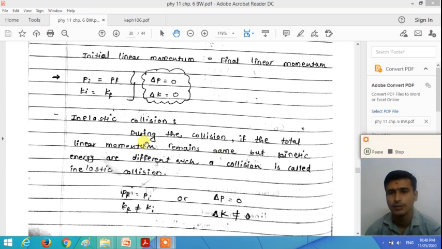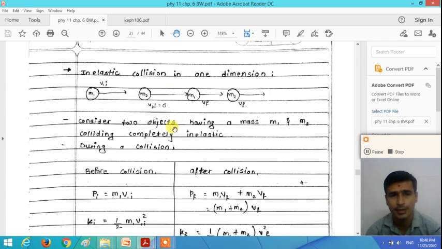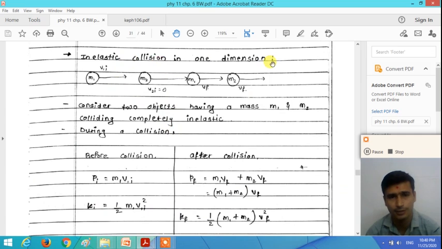Understand? So now, dear students, we will discuss how we can find the final velocity of the object after the collision in an elastic collision and in an inelastic collision, and how we can calculate the kinetic energy before the collision and after the collision in the inelastic and elastic collision. So let us see the inelastic collision in one dimension. In one dimensional motion, the object is moving in only one dimension, right? Only a straight line. So consider two objects having masses m1 and m2 colliding completely inelastically.